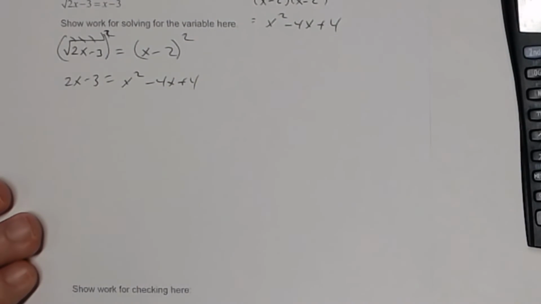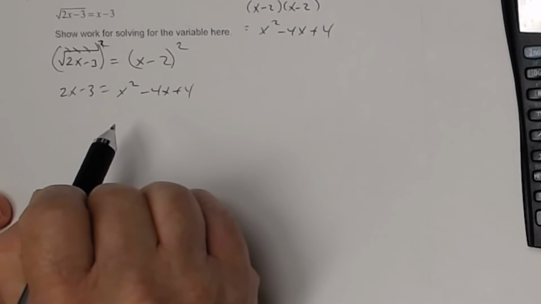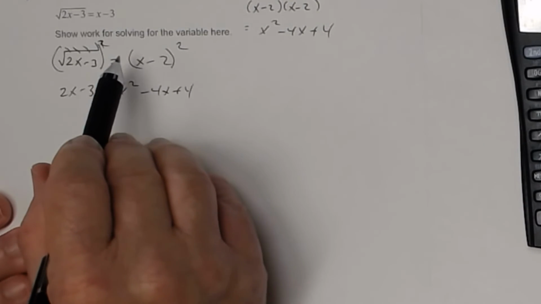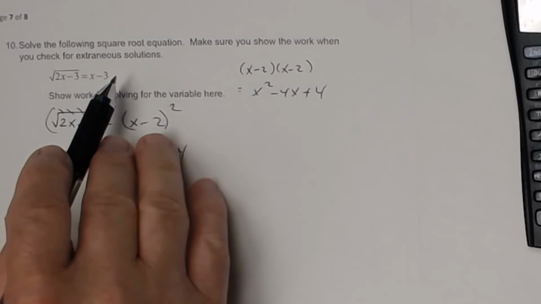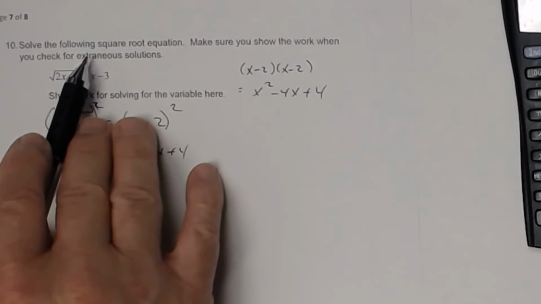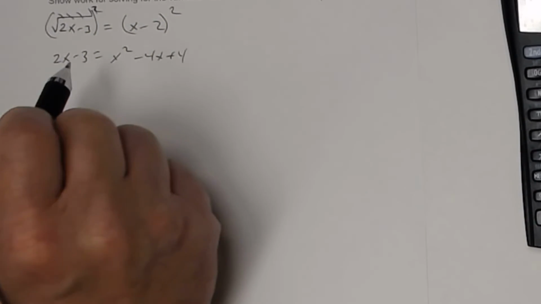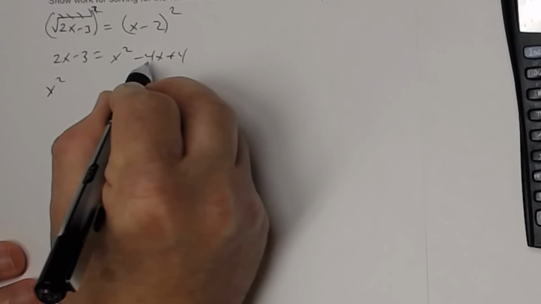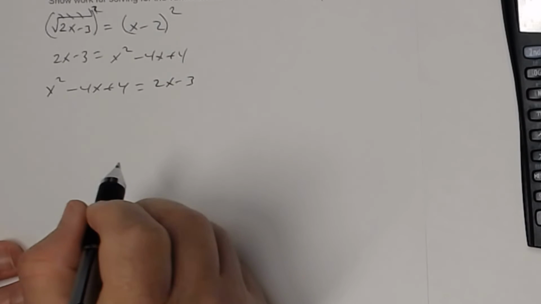Now this is quadratic, so I went from this square root equation to a quadratic equation. And remember, whenever you raise both sides of an equation to an even power, it is possible that you are introducing extraneous solutions, like false solutions. So that's why you have to check. When I put this in standard form, I'm going to go ahead and transpose both sides, so I get x squared minus 4x plus 4 equal to 2x minus 3.